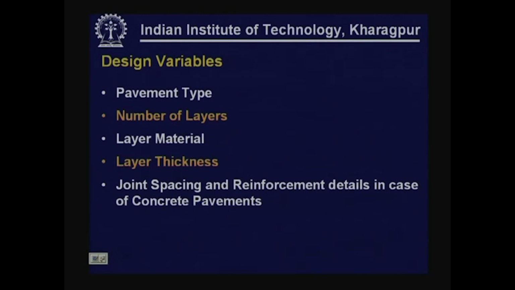The design variables that we have to consider are, the same things that we listed earlier: pavement type, number of layers, material that we use in each one of these layers, thickness of each layer, and in the case of concrete pavements, joint spacing, reinforcement details and other such details.